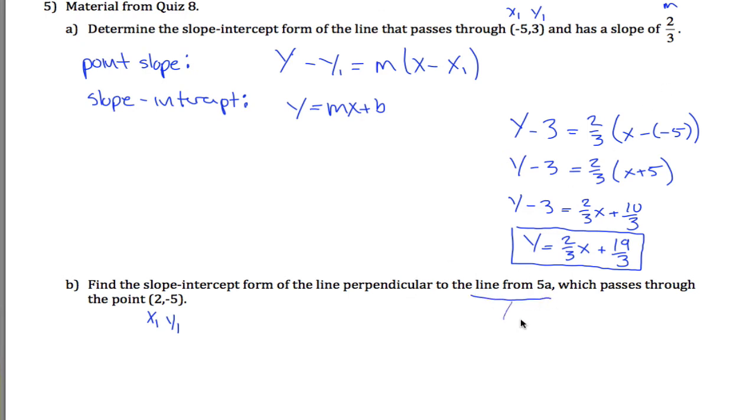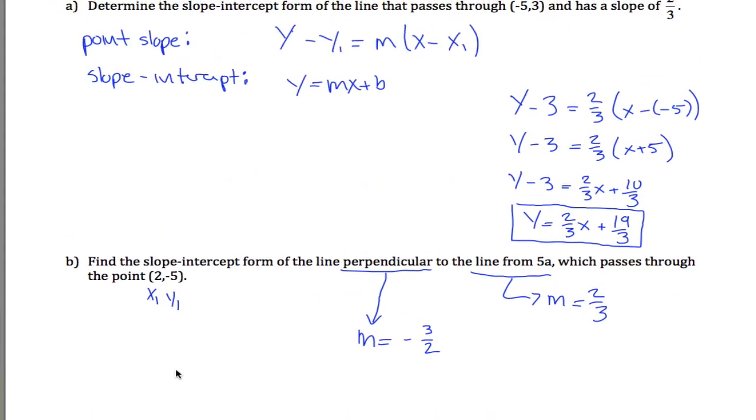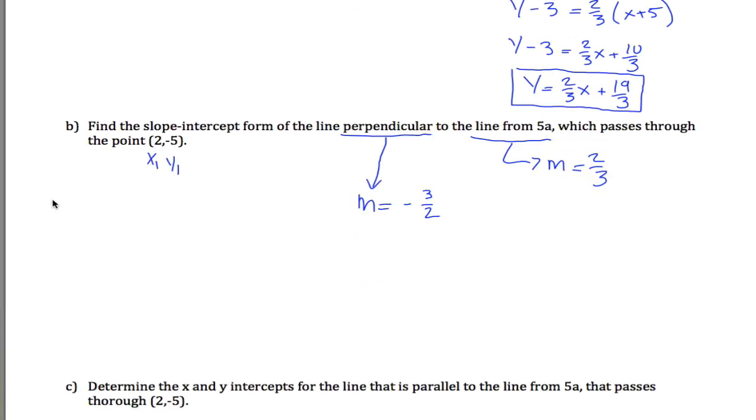The line from 5A had a slope of 2/3. So if this line is perpendicular to that, this slope has to be equal to -3/2. Because remember, perpendicular means the slope is the negative reciprocal. The negative reciprocal of 2/3 is -3/2. What I now have is a slope and a point. I can repeat these steps. I can say y minus y1 equals m times x minus x1.